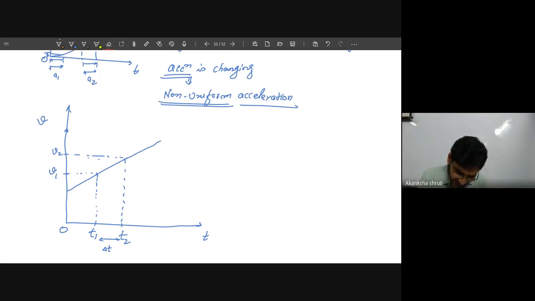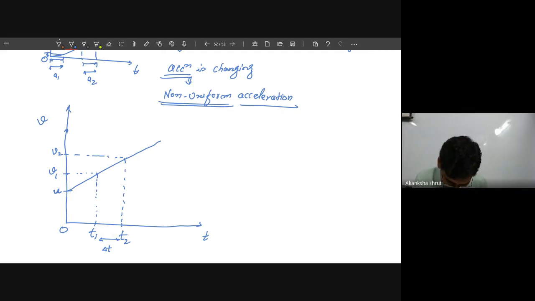Students, in this case we have to keep in mind that the velocity at zero time is called the initial velocity or initial speed. So this point denotes u, meaning initial speed. Now we are interested in calculating the distance covered and the acceleration during the interval t1 to t2. Then we always have to focus on this time interval.